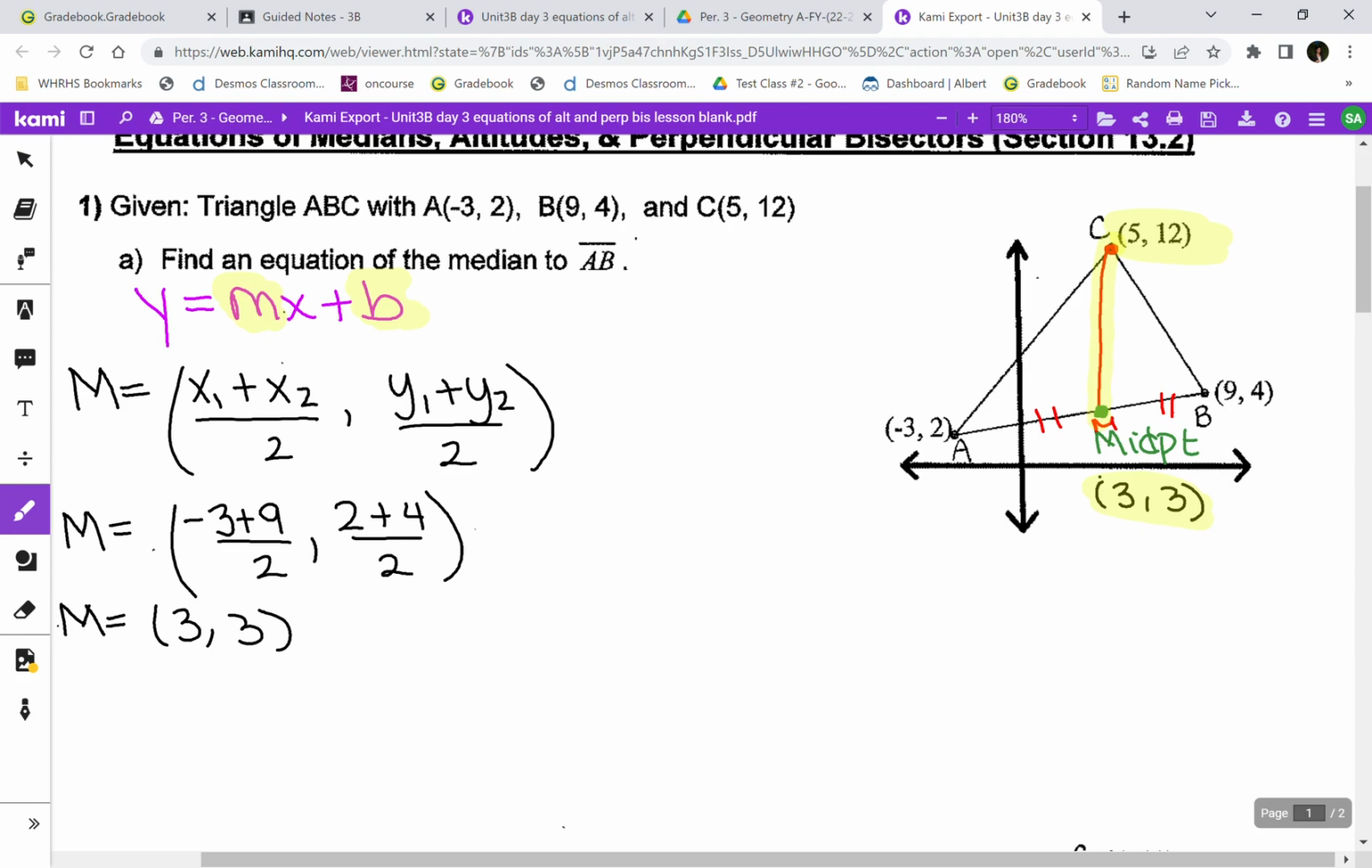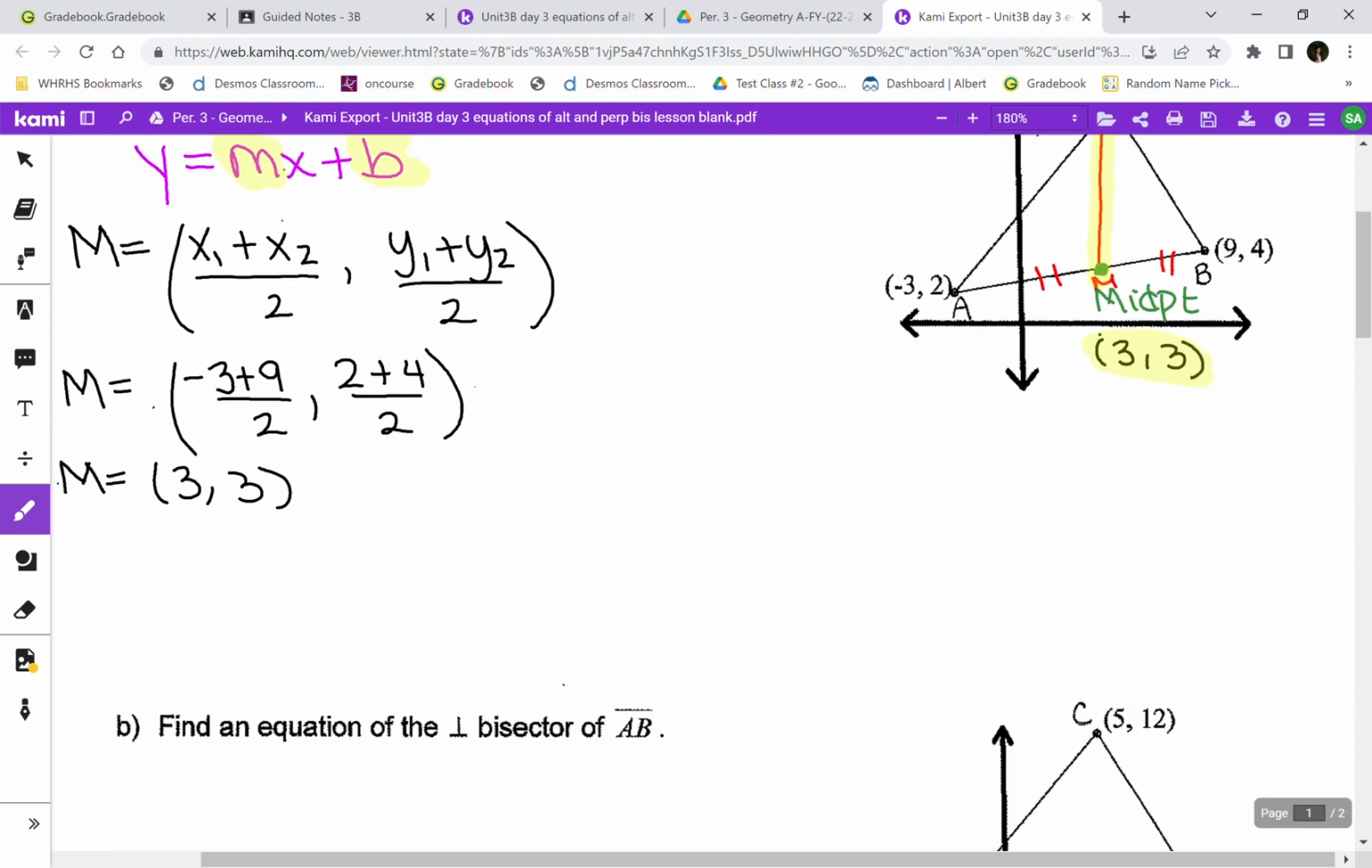So now I need to find the equation of CM. I have coordinates for C, I have coordinates for M. I need a value in y equals mx plus b for m and b. Can I find the slope of CM since I have the coordinates of two of the points? So that's what we're going to do now. We're going to find the slope.